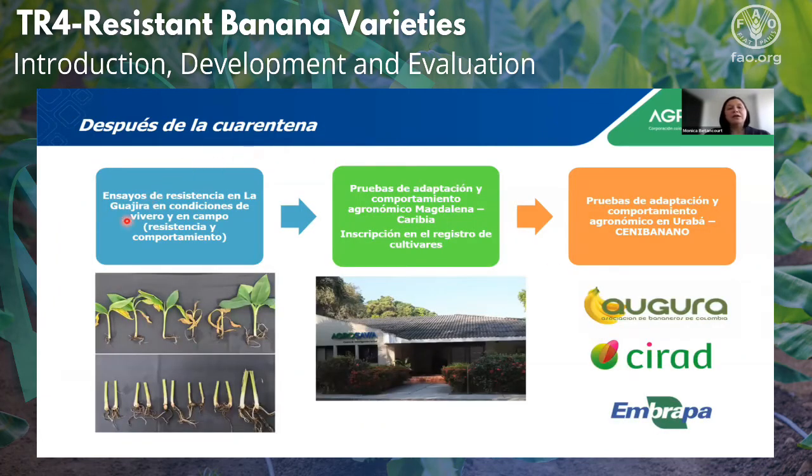Después de la cuarentena, los materiales van a pruebas de evaluación de resistencia en condiciones de vivero y campo, condiciones controladas que tenemos en una finca afectada, pero también vamos a tener pruebas de adaptación de estos materiales en el caso de Magdalena y en el caso de Urabá con semibanano. Esto se aplicará a los materiales de CIRAD y a los materiales de Embrapa. En el caso de los materiales de Rajan, el ICA sigue en la definición de los procesos de investigación que seguirán allí por un proceso de propiedades intelectuales asociadas.